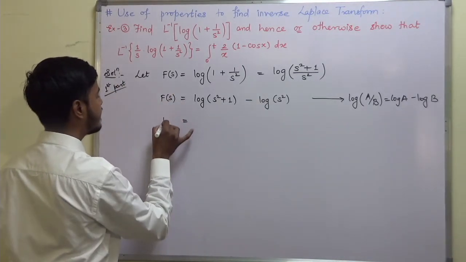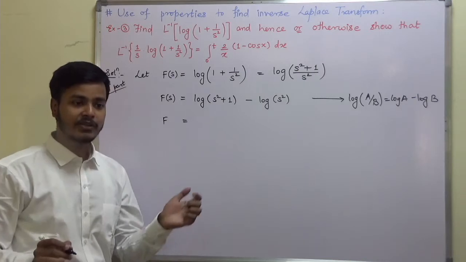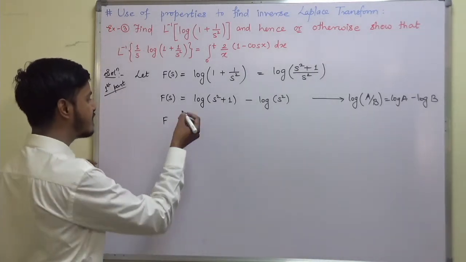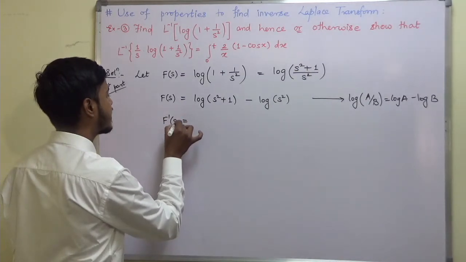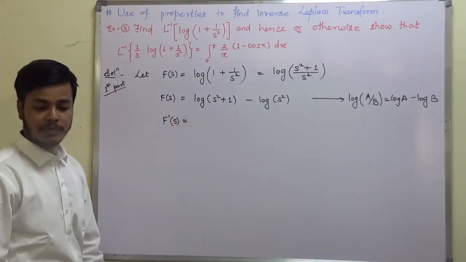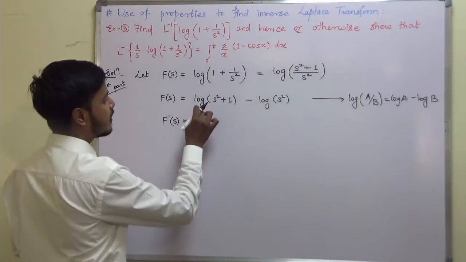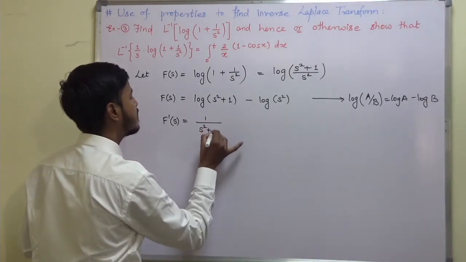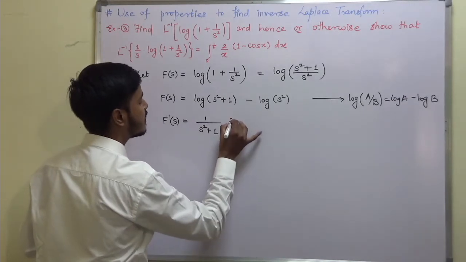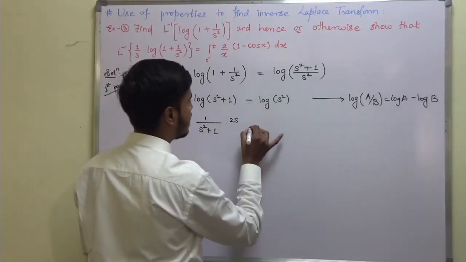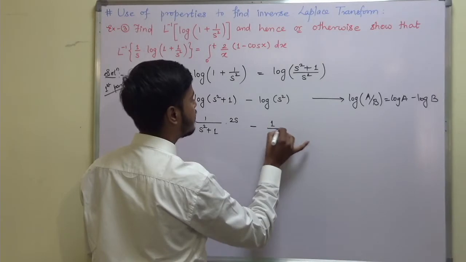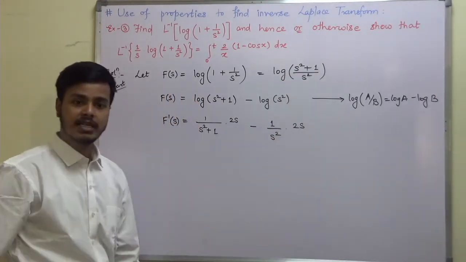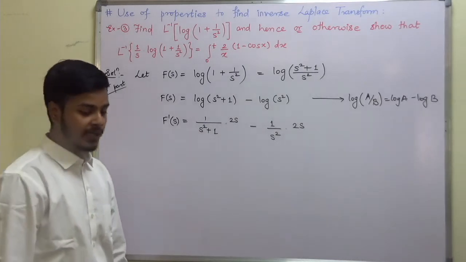Now we don't have any formula to find the Laplace transform of a logarithm function. So I am going to differentiate this with respect to s. So what would be F dash of s? The derivative of log is 1 upon s square plus 1, into the derivative of s square plus 1, which is 2s, minus 1 by s square into 2s. Easy.